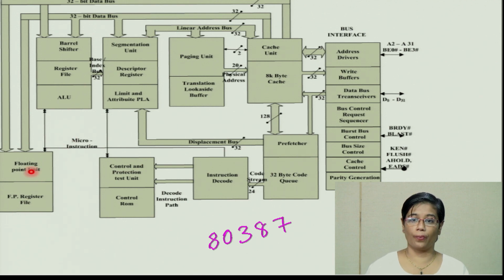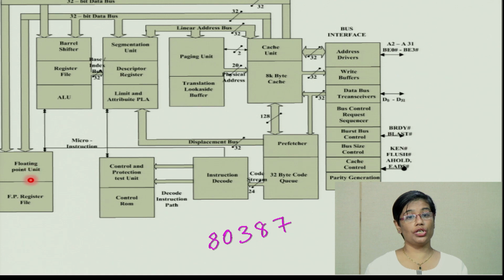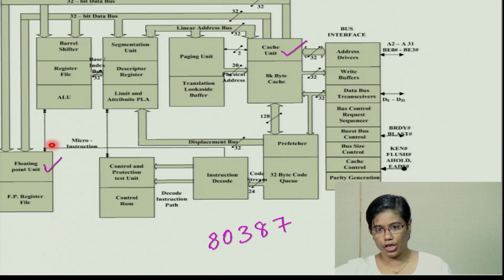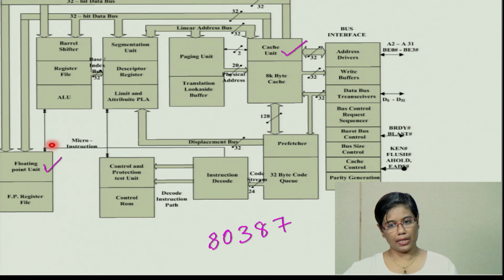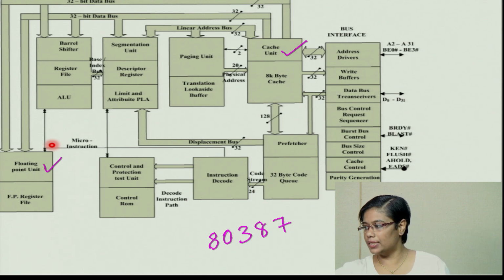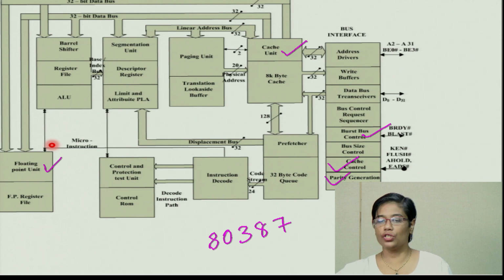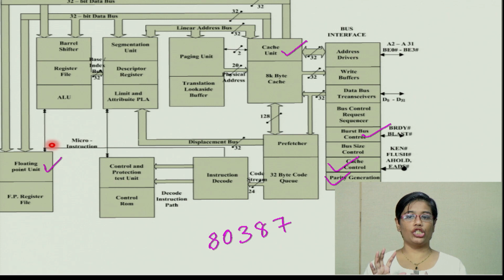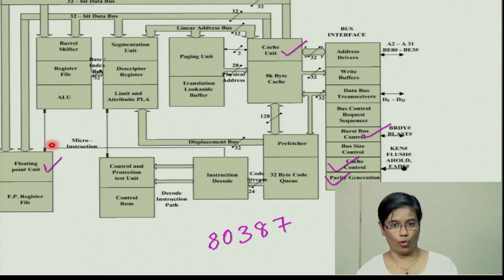You have a floating point unit. The floating point unit comes with its own floating point register file also. So the three new units which are present within 80486 are the floating point unit, the cache unit, and a modified bus interface unit which can do burst data transfer, cache control, and also take care of parity generation and checking. These are the features that are new in 80486.